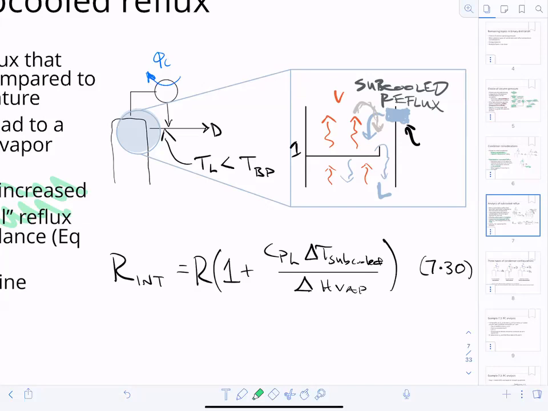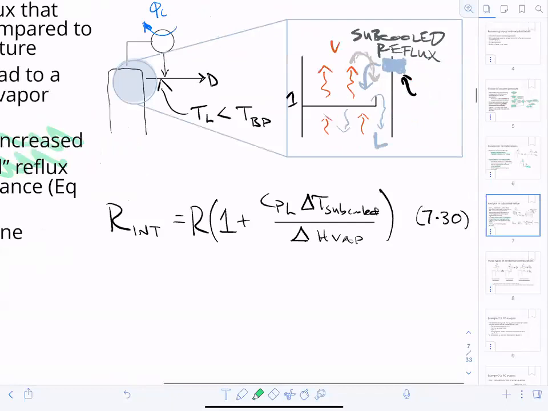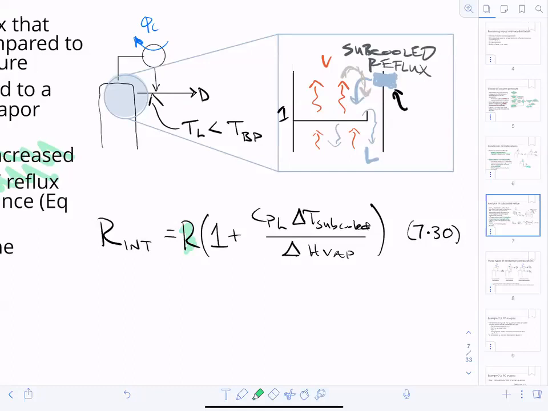So what we have here is the regular external reflux ratio R. And then we're multiplying that times this quantity, one plus this ratio here. And this ratio is the heat capacity of the liquid times the amount of subcooling we have. So that's what delta T subcooling means: what is the temperature below the bubble point? And then we're dividing that by the enthalpy of vaporization of the liquid. So this gives us an idea of the magnitude of how much of the vapor is going to be condensed.